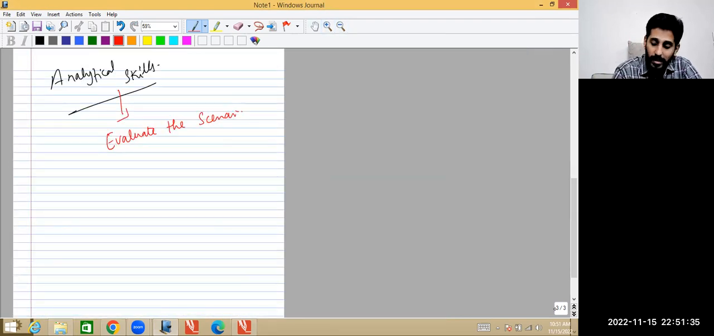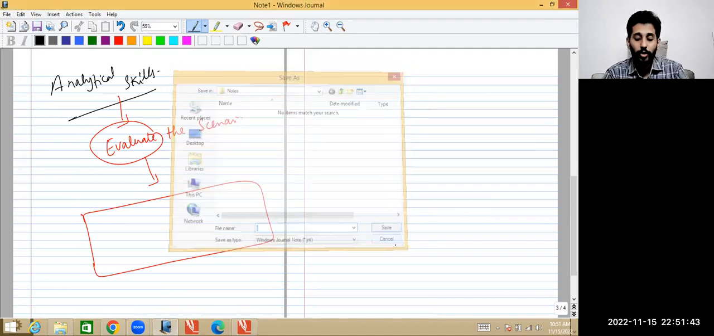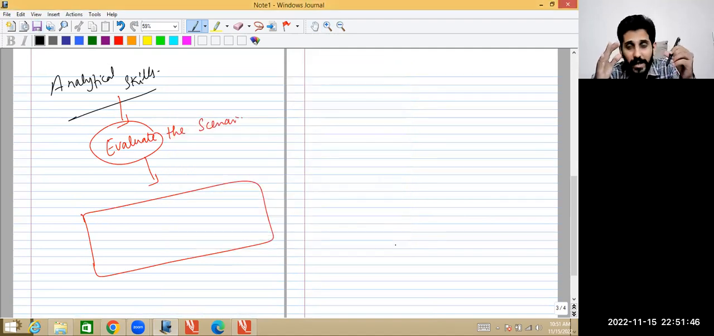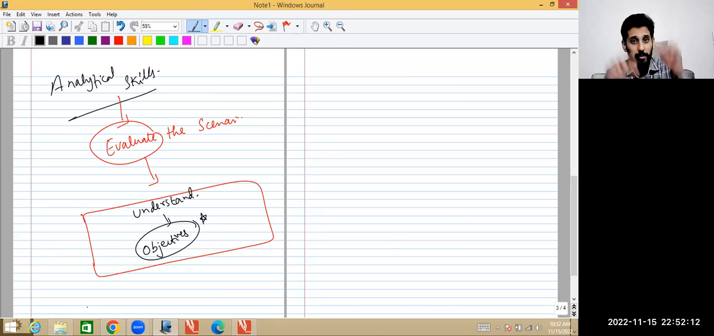Now, I can give you a little idea of how to evaluate the scenario. First of all, you need to understand the nature of the case study: whether it is an airline business, a hair salon, or a school. You need to analyze the nature of the business, and you need to understand the objectives of the company.